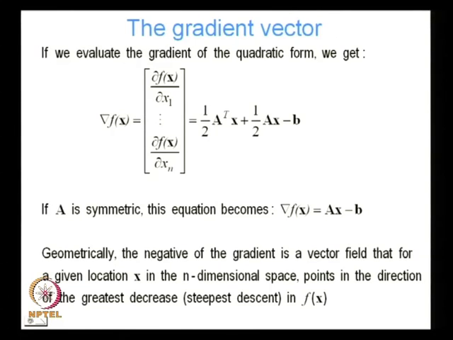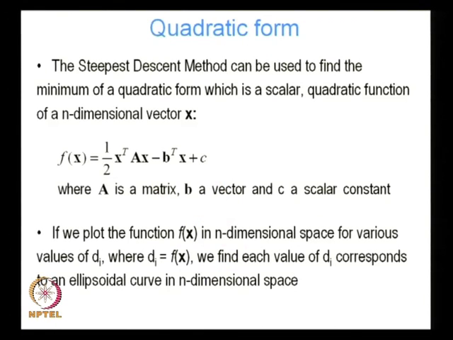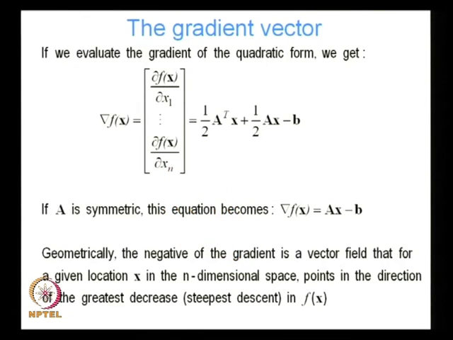And what is the gradient? The gradient of f of x in multiple dimensions is del f del x1, del f del x2, up to del f del xn, right. It is just an n-dimensional vector, each component is given by that. That is just your vector calculus, right. And since I had f of x like this, if I calculate the gradient of f of x, I get half A transpose x plus half A x minus b, right.